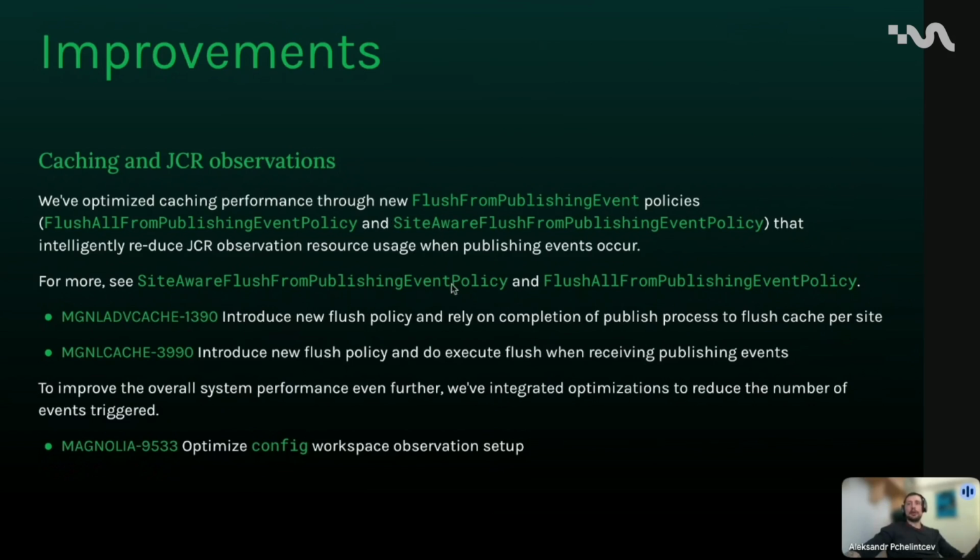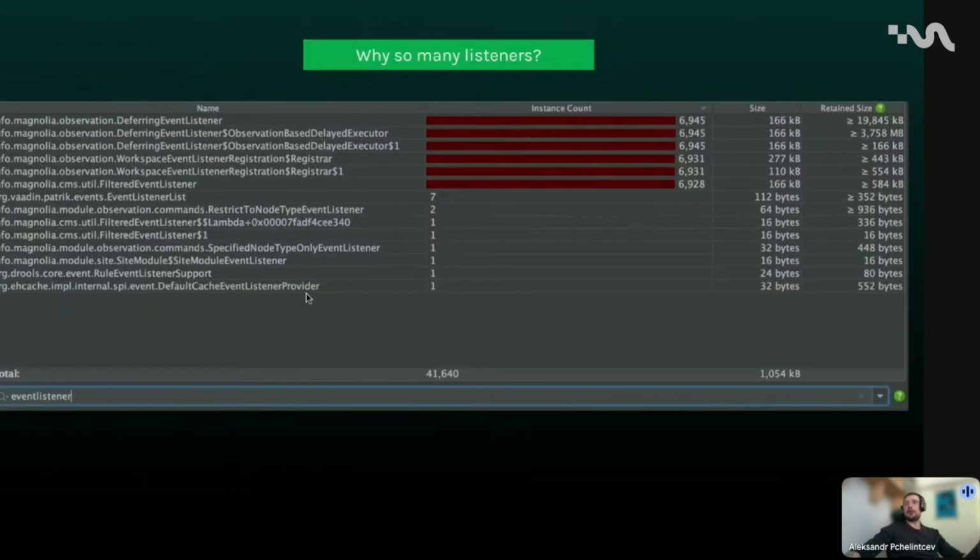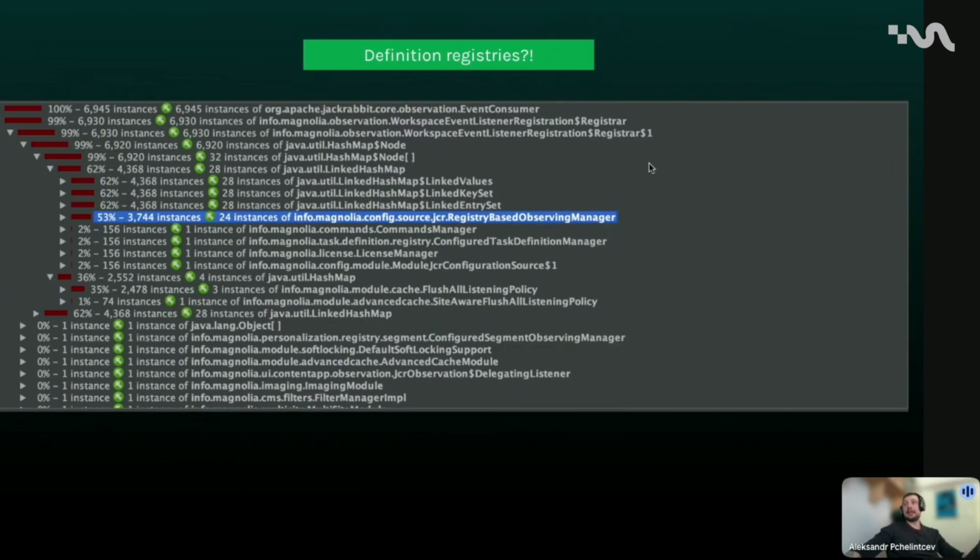But in this case, that was about cache flush policies, and the same release note also mentions a side quest from these same problems. Besides just observing the big amount of event objects, we were wondering why there are so many event listeners altogether. We spotted 2,000 related to cache, but otherwise there were 7,000 in total, which is still a lot, even 5,000 remaining.